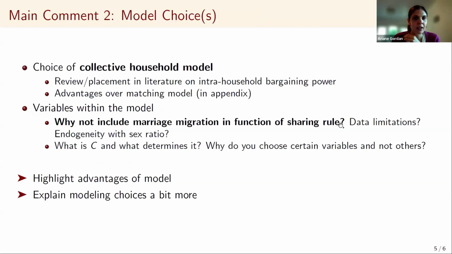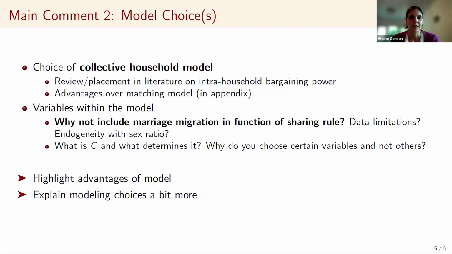So now my second comment was more on the model choice, and then the choices within the model. I think that one big question mark was why you're not including marriage migration in the function of the sharing rule. And I think the two explanations that I thought about are what you basically said. So I guess it's just about mentioning that in the paper as well, maybe also at the beginning, because I think that's a big point: if marriage migration is the focus of the paper, you start to wonder why it is not in the model. But I think those are valid points, and you have ways to circumvent them.